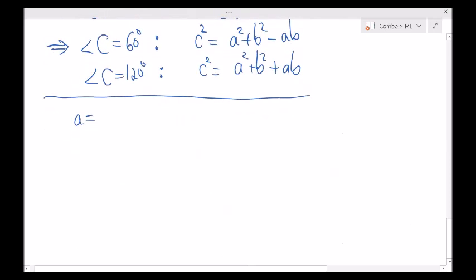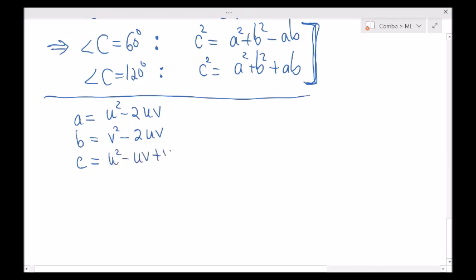Let me keep the original. Here we go. So the original equations are these, right? I want to solve these two equations for all integers. If you use this parameterization, it works. Let me skip the proof. You can find the proof on Google, or on AoPS. V squared minus 2uv. And C is equal to u squared minus uv plus v squared.